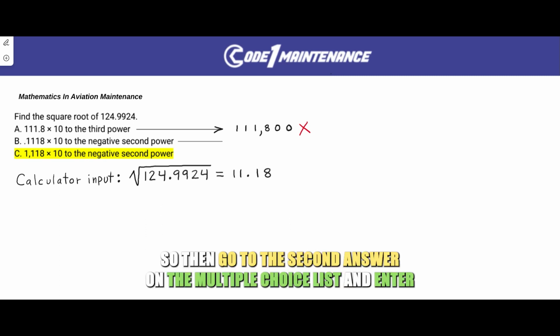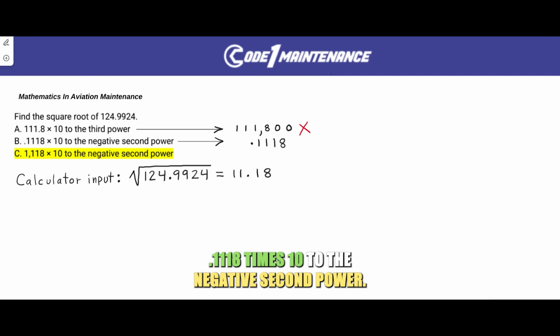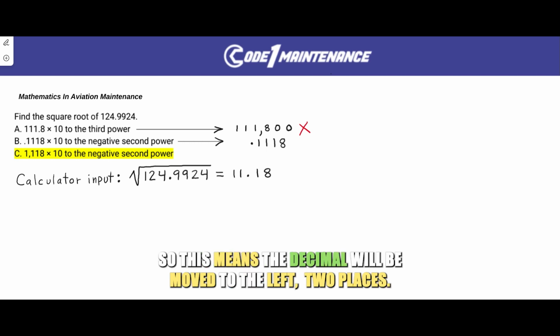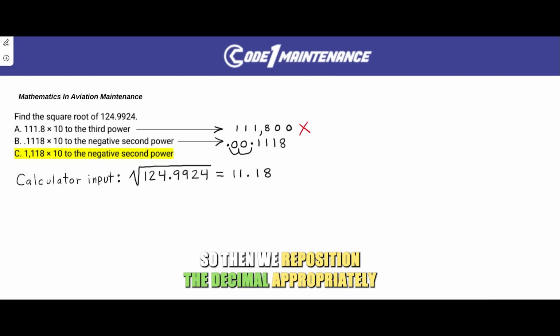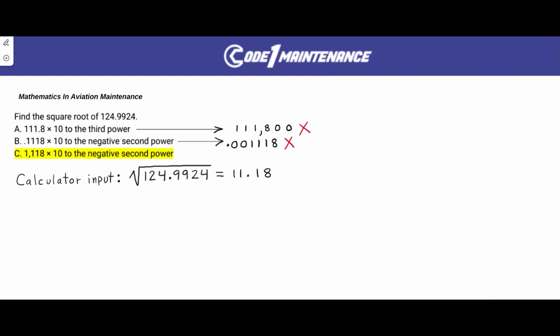So then go to the second answer on the multiple choice list and enter in the 0.1118 value. And it's 0.1118 times 10 to the negative second power. So this means the decimal will be moved to the left 2 places. So then we reposition the decimal appropriately, and we compare that to the computed answer of 11.18, which is incorrect.